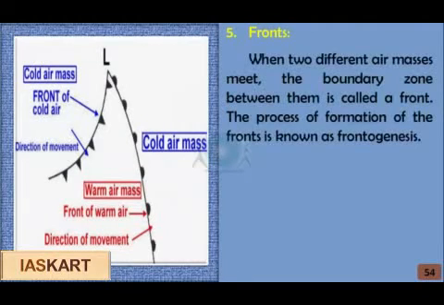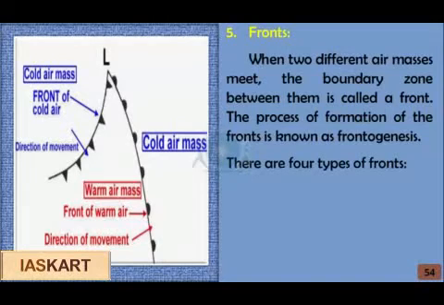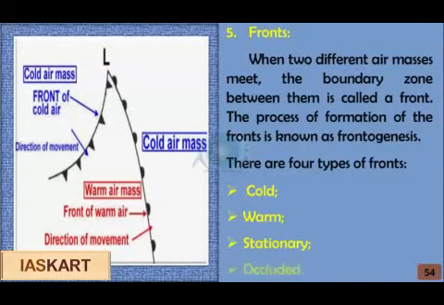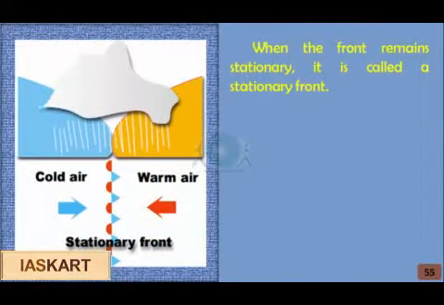Fronts. When two different air masses meet, the boundary zone between them is called a front. The process of formation of the fronts is known as frontogenesis. There are 4 types of fronts: 1. Cold, 2. Warm, 3. Stationary, and 4. Occluded. When the front remains stationary, it is called a stationary front.